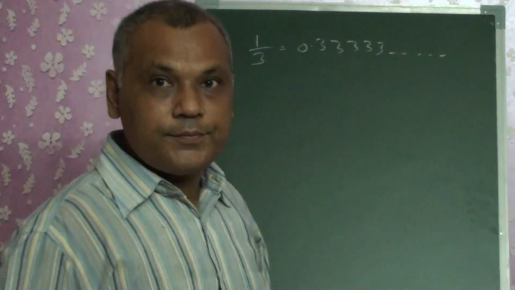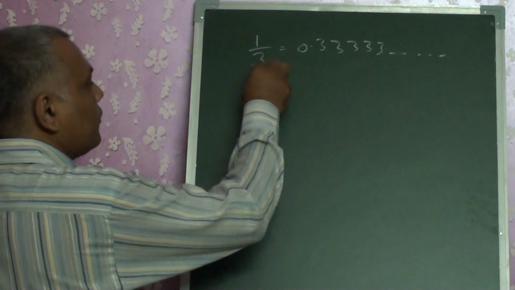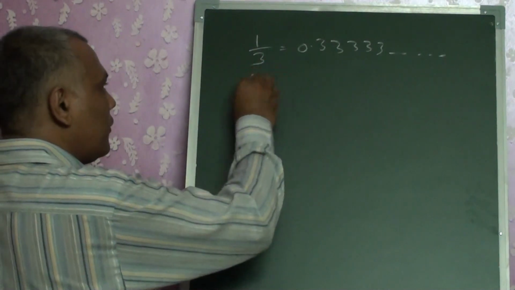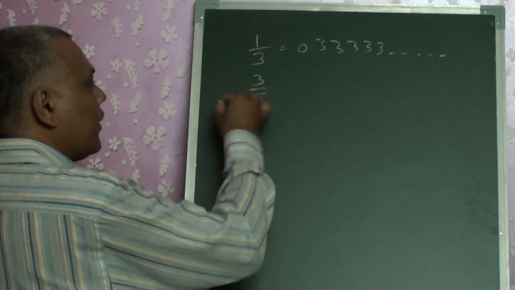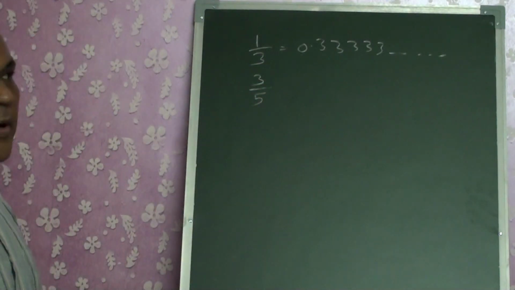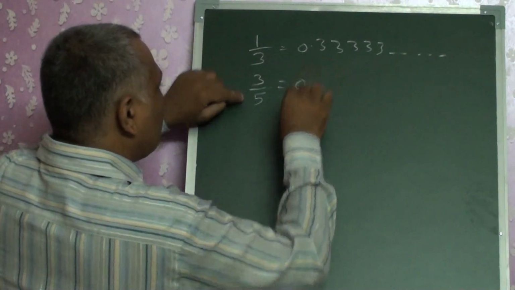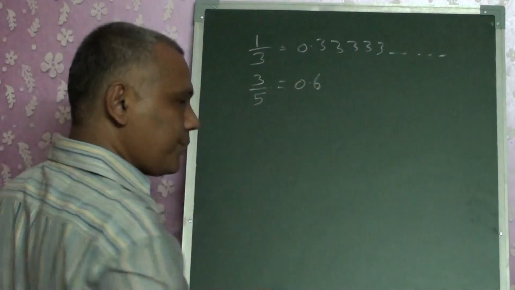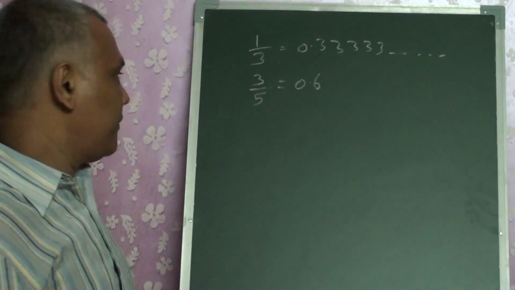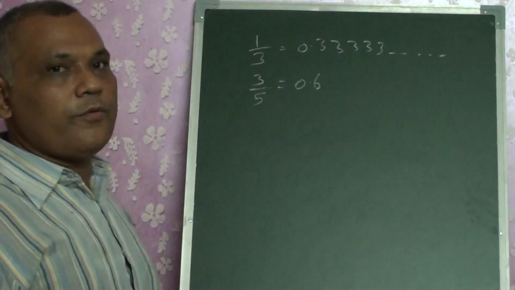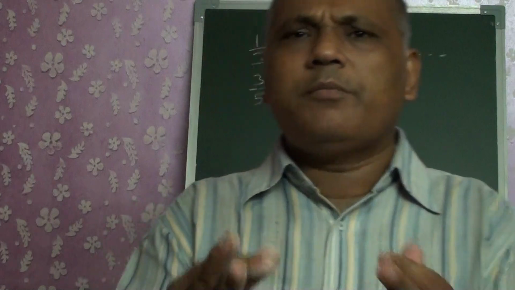In the same way, suppose you have been told 3 by 5. Then you will get 0.6, a single decimal. You got the answer. What should I do for this? Up to what decimals? Like that, many numbers are there.